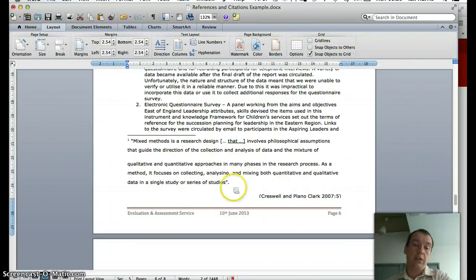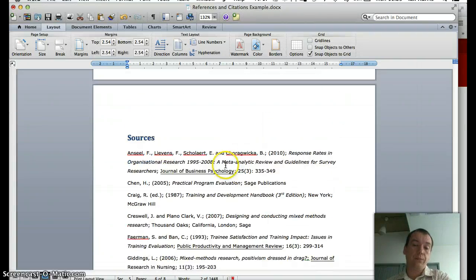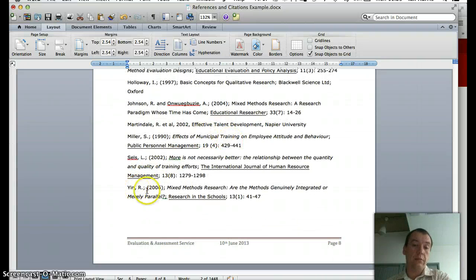So I go down to the article here, Yin 2006. The article was called Mixed Methods Research: Are the methods genuinely integrated or merely parallel? And it was published inside of a journal called Research in the Schools. So this here, this italicized bit, is Yin's title. The underlined bit is the title of the journal.